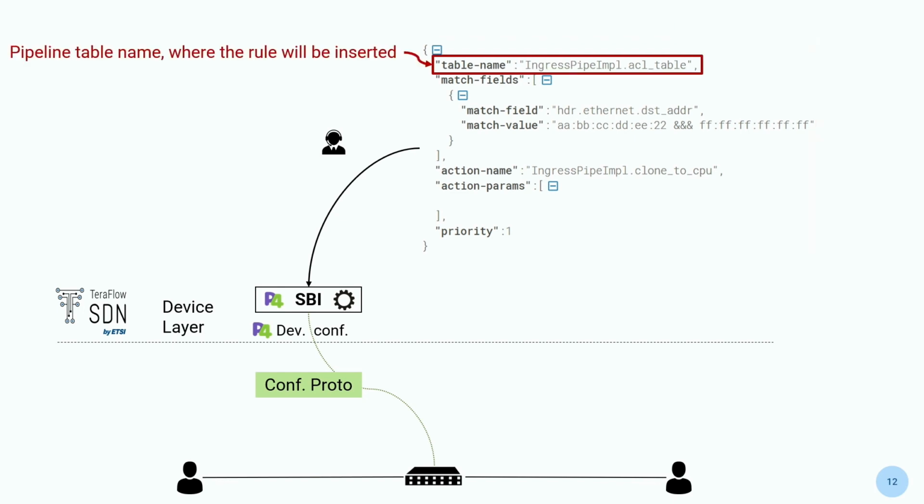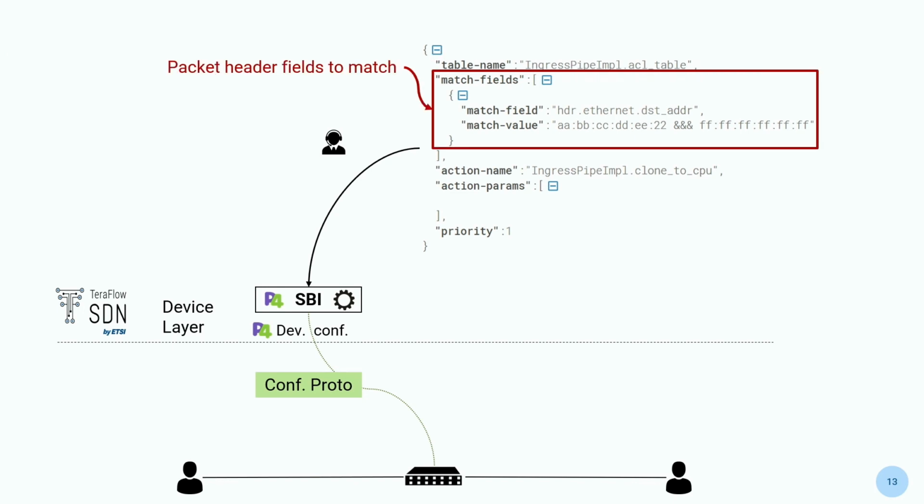We start with the name of the table in the pipeline that we would like to affect through this rule. So we need to enter, as part of the JSON file, the name of the table we would like to configure. In this case, it's the ingress pipeline implementation ACL table. ACL here stands for Access Control List. So it's a kind of a firewall-based table.